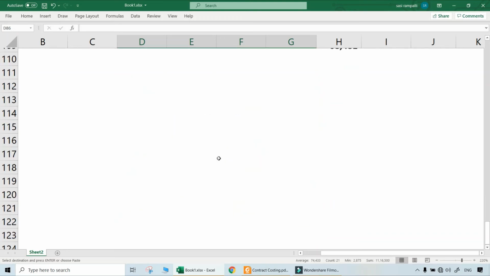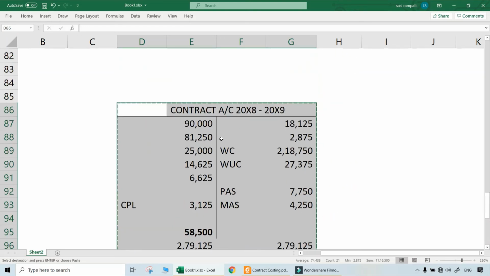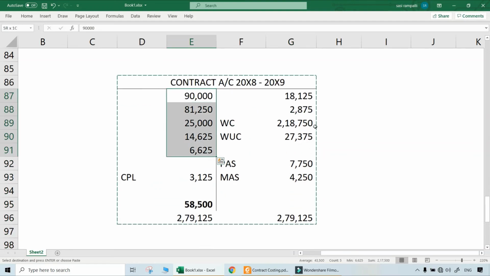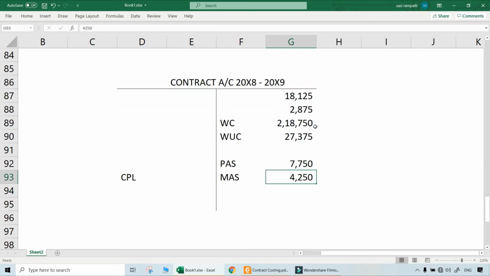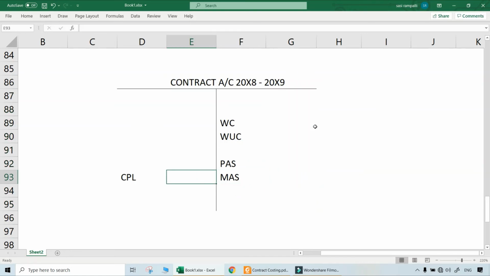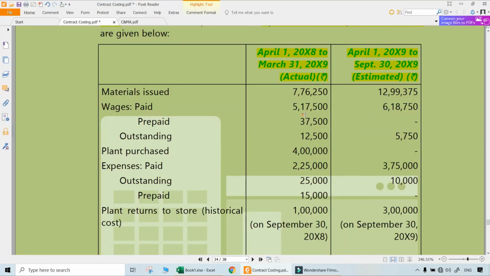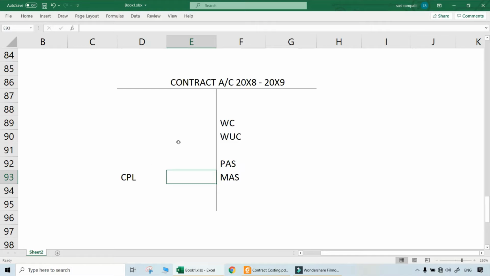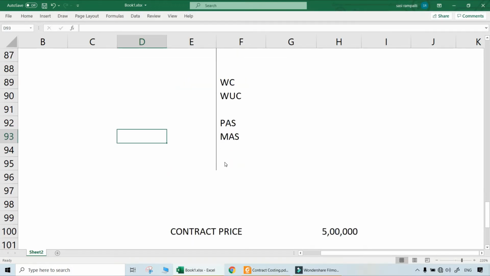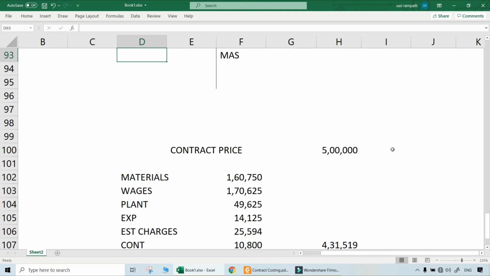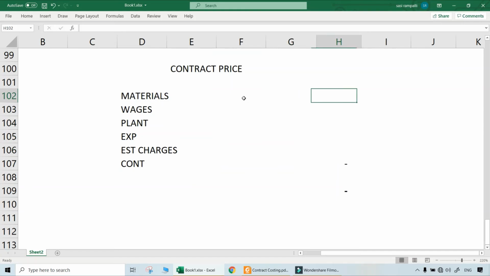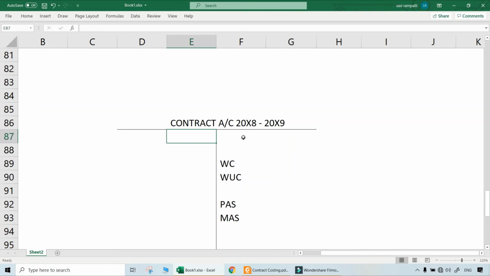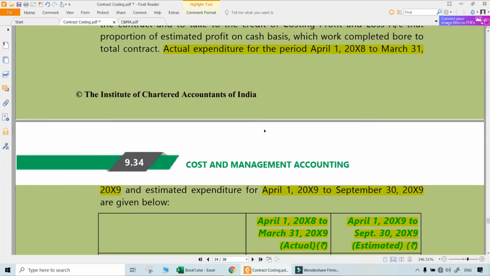So let us prepare, or maybe we can just take out the numbers here itself. From the information that is given, we can just put. Incidentally, year is same, April 2008-9. Then contract price is of course different. And let us see if there are any changes in these numbers and all. Whatever the data is there, that we have to just fill in the contract account. Estimated and all will come to it later. First, let us look at actuals.